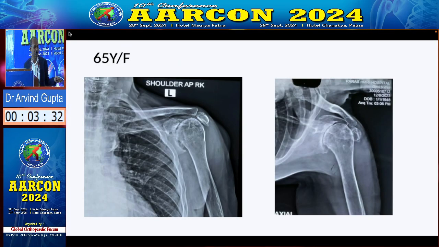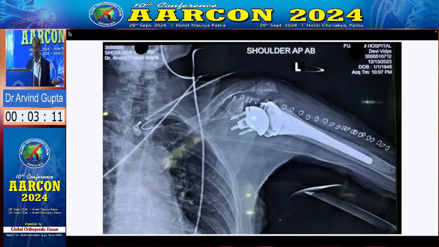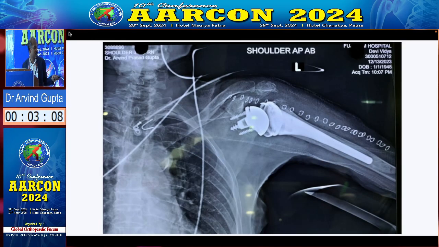So coming back to this patient, there was almost complete loss of the bone, and as you can see, there is hardly any cuff in this case. So of course total shoulder arthroplasty is not going to work in this case, and this is how the intraoperative picture looks. So this patient was treated with reverse shoulder arthroplasty.